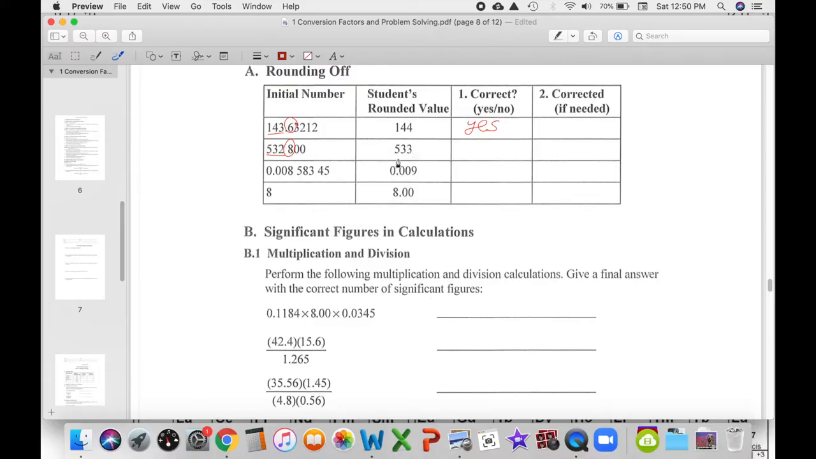But there's something that's a little bit off with this answer. Okay, see if you can figure out what it is. It might be easier to figure this out when you say the number out loud. This is 532,800, okay, a very large number. And the student has just written out 533, okay?